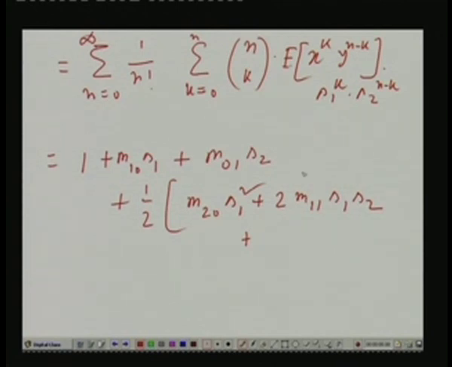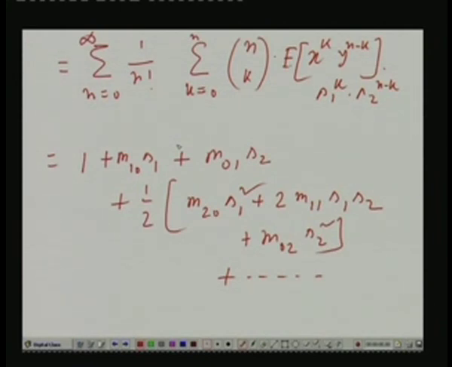Then k equal to 0 will give rise to what? 2 and 0 here will give rise to again 1, factorial 2 divided by factorial 2 into factorial 0, that is 1, and E of y square, S2 to the power 2. So that will give rise to m 0 2, S2 square, plus so on and so forth. So you see all the moments are present here.